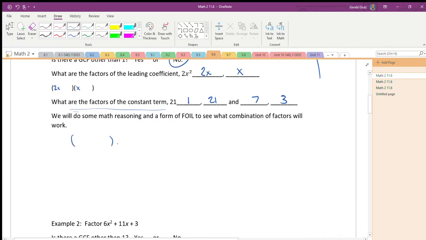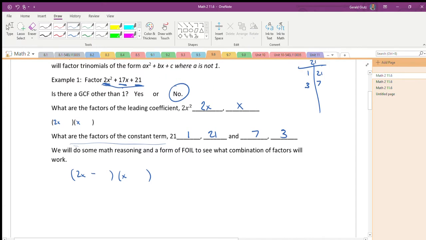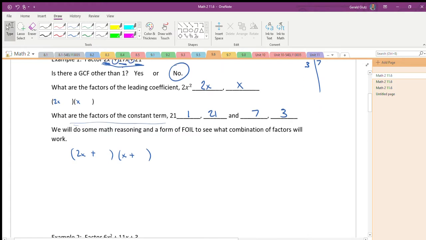So I'm just going to try one of those things. So it's a little bit of a guess and check here. So I know these are 2x and x, and then the two other numbers have to either be 1 and 21 or 7 and 3. So let's try. Oh, by the way, these are both plus signs, so that means these are both going to be plus signs as well. So let's try 3 and 7.